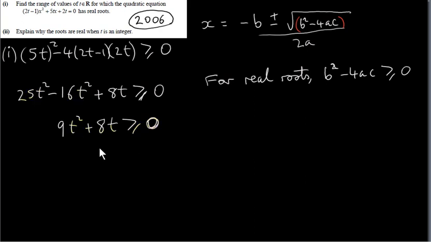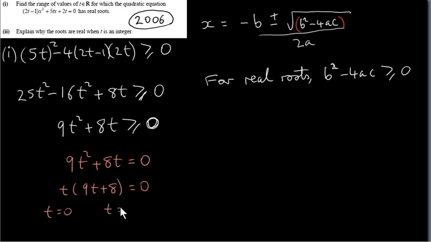The way we solve these is to first solve the equation 9t squared plus 8t equals 0. This is an easy quadratic equation to solve because we can just factorize t out of both of these terms. We don't have any constant term, so it's easy to get the factors. One of the factors is t, the other factor is 9t plus 8. Since the product is 0, we put each factor in turn equal to 0. So we put this factor equal to 0, giving t equals 0. When we put the other factor equal to 0, we get t equals minus 8 over 9.